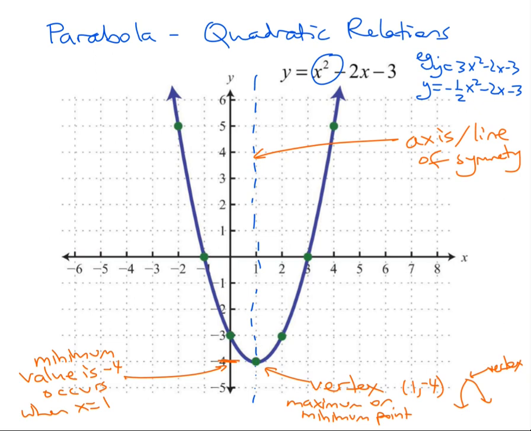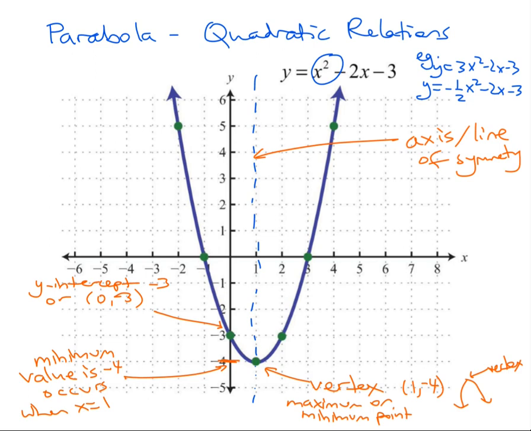All right, so other key points are this one here, this -3 is called a y-intercept. That's where the parabola crosses the y-axis. So we can say -3, or we can write it as a point, (0, -3). Okay, those are both okay.